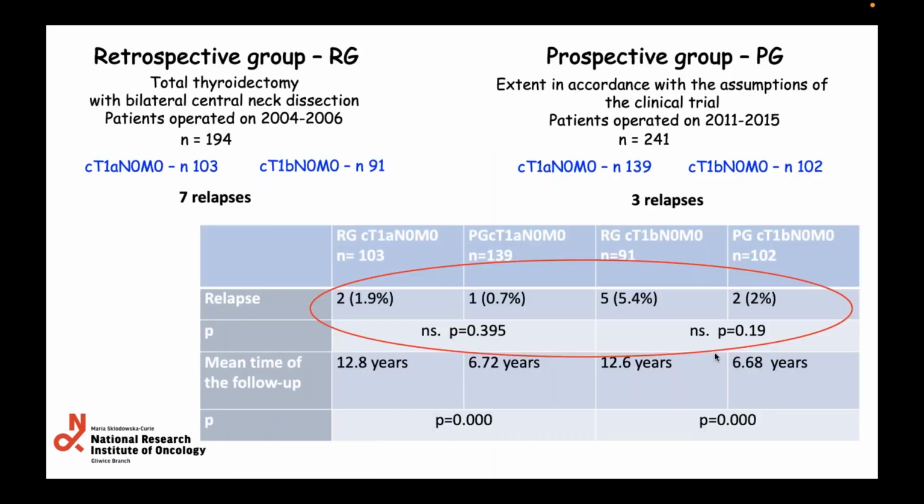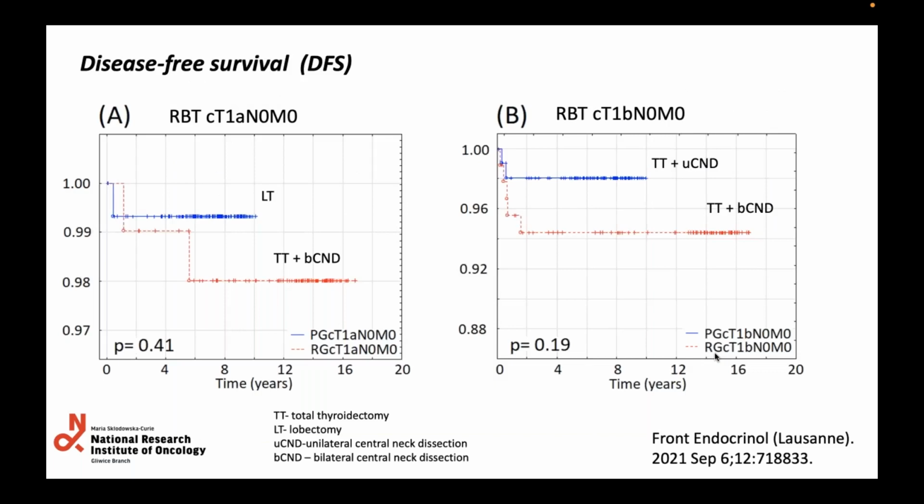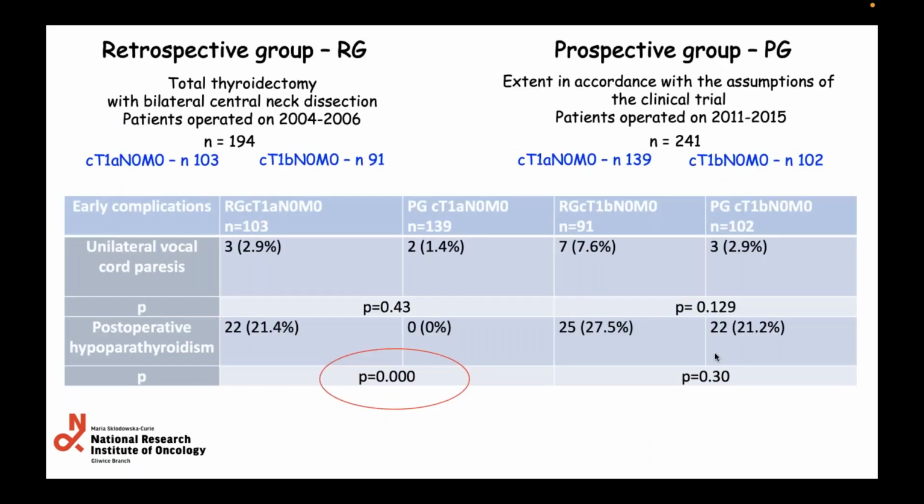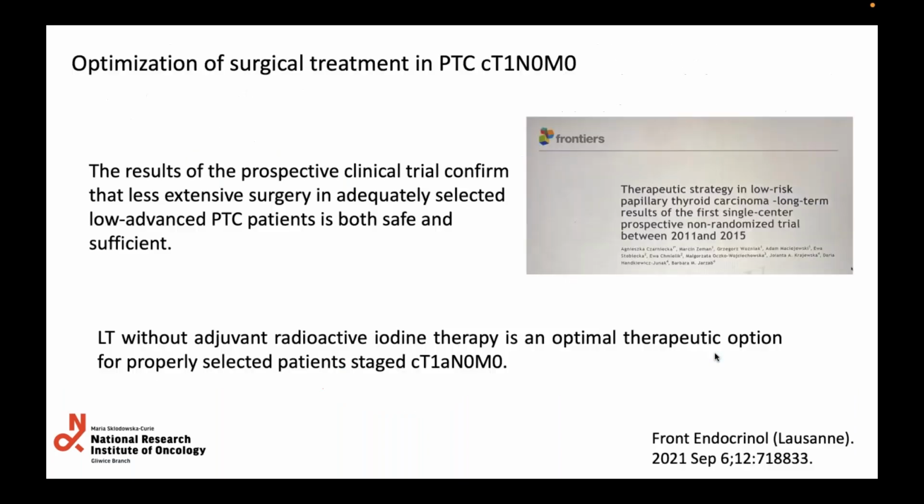When we compared the results of the therapy in the prospective group with the retrospective one, where patients underwent total thyroidectomy with bilateral central neck dissection, we didn't observe any differences in the risk of local relapse. We also didn't observe differences in disease-free survival independently of the extent of surgery. As expected, lobectomy absolutely reduced the postoperative risk of early hypoparathyroidism. The results of this trial confirmed that less extensive surgery in properly selected low-advanced papillary thyroid carcinoma is both safe and sufficient.